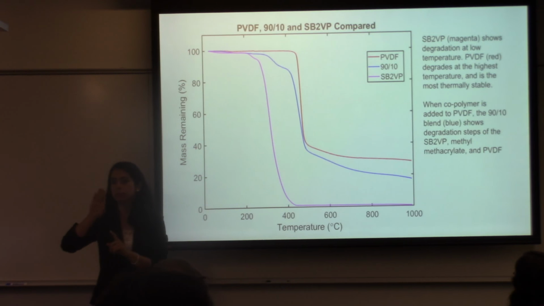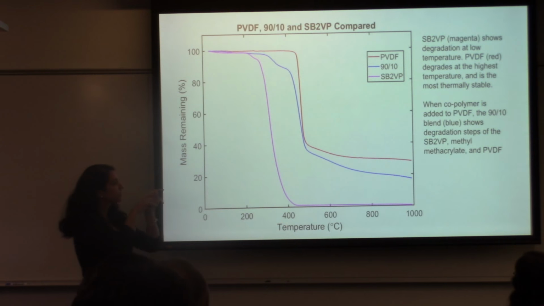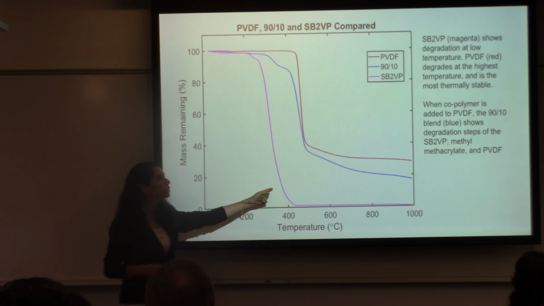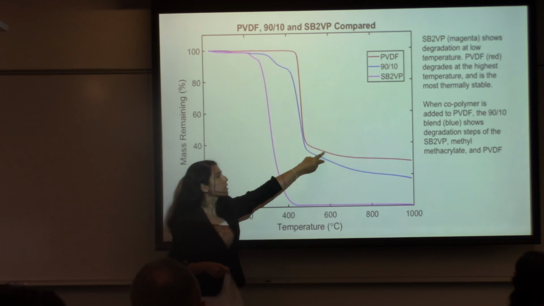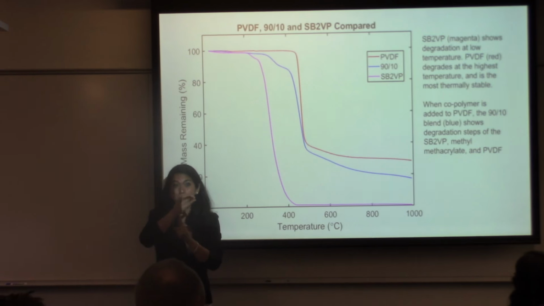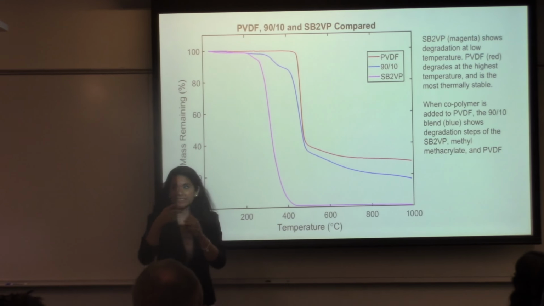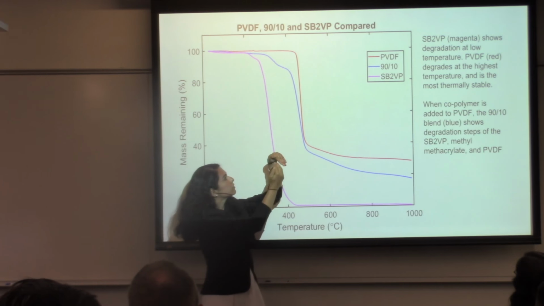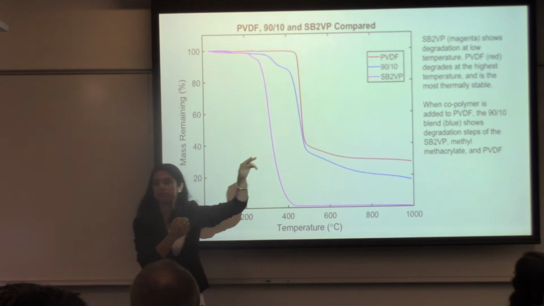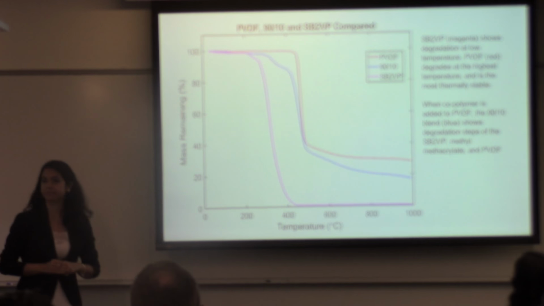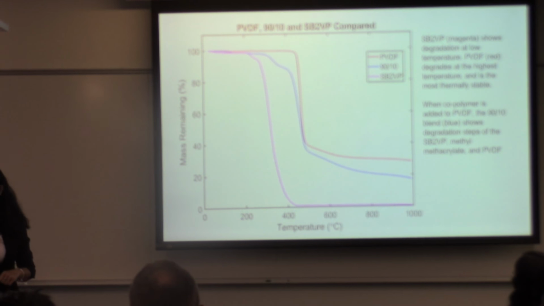So here we have a comparison of PVDF, a 90-10 mixture, and the SP2BP. And you can see the purple line, the SP2BP, starts to lose its mass very quickly, early in the heating. The 90-10% means it's very close, a little less than PVDF alone. You see these lines, they are very close to each other. So it's a good illustration of our results on this graph.